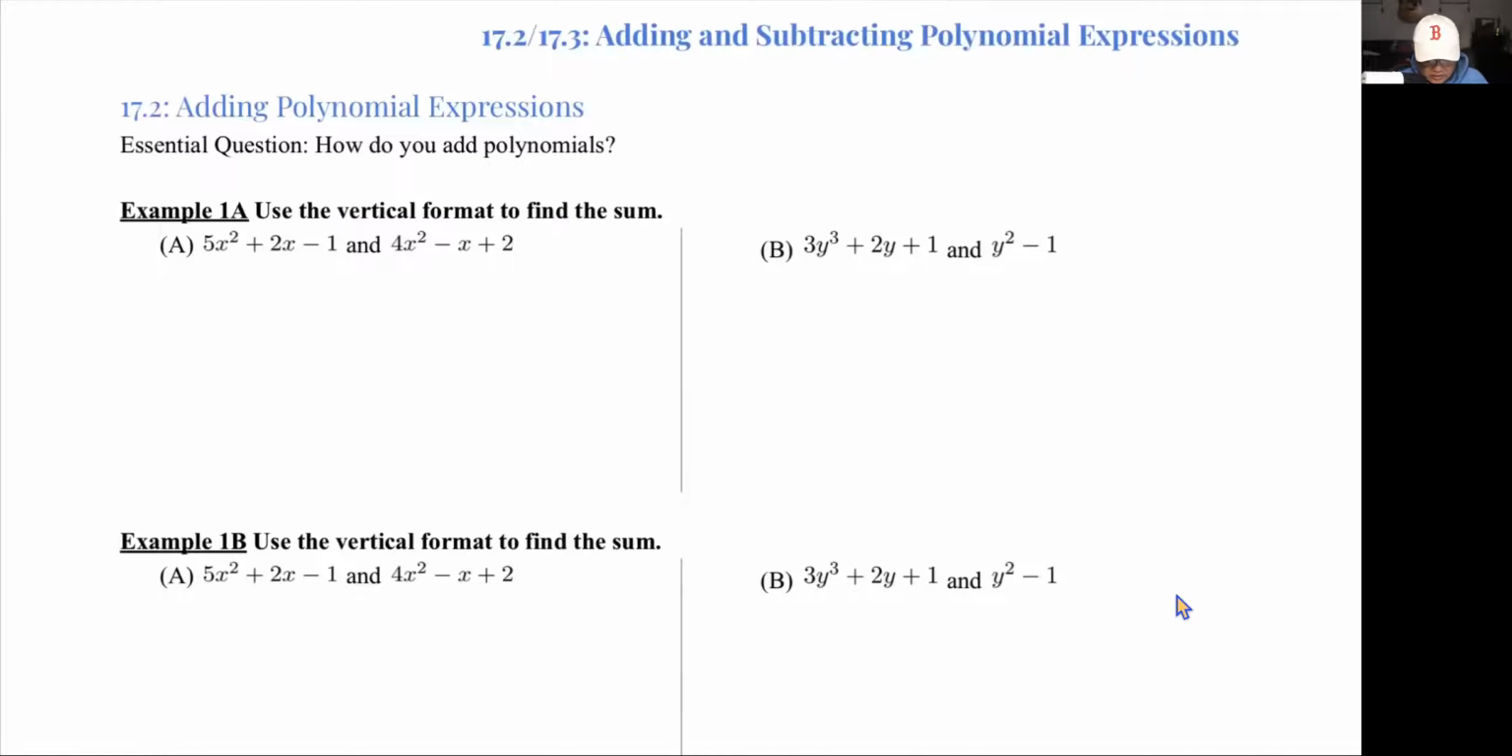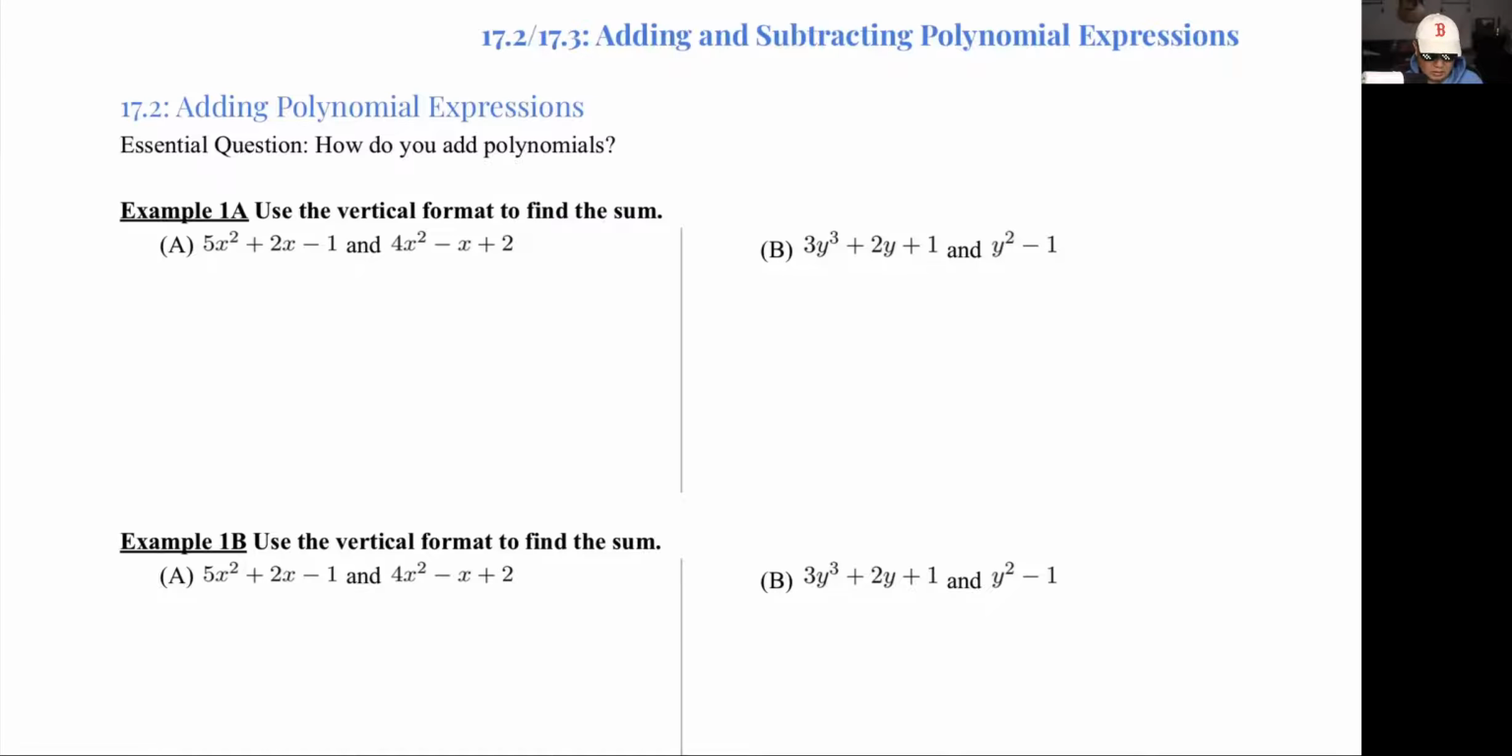To this essential question, how do you add or subtract polynomials? Very straightforward. We just add the numbers. That's all we do, right? So it says use the vertical format to find the sum. And that is actually the format that I don't mind at all. So you generally want to have the numbers in descending order, which it is, the standard form, right?